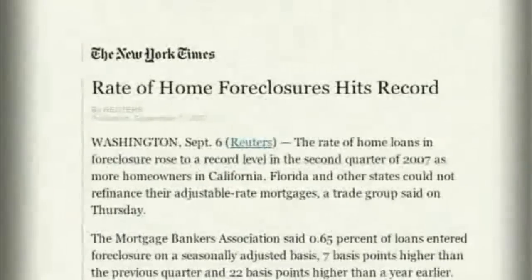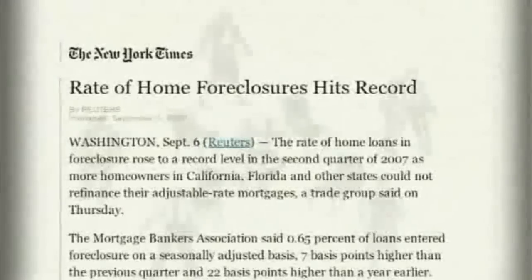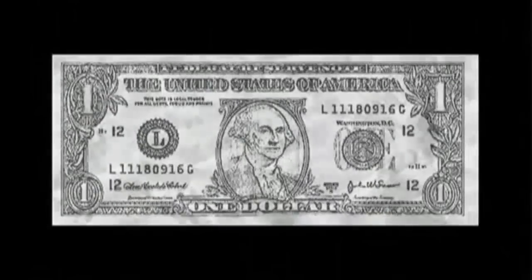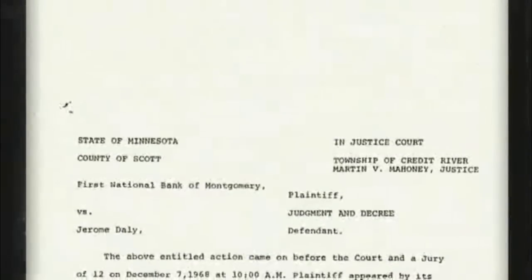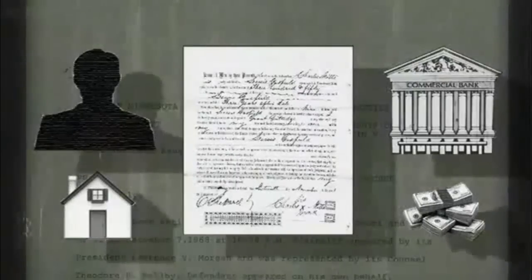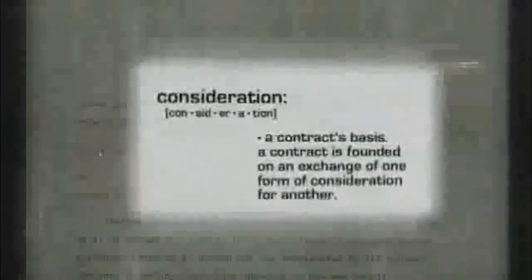This is particularly enraging when you realize that not only is such a default inevitable due to the fractional reserve practice, but also because of the fact that the money that the bank loaned to you didn't even legally exist in the first place. In 1969, there was a Minnesota court case involving a man named Jerome Daly, who was challenging the foreclosure of his home by the bank which provided the loan to purchase it. His argument was that the mortgage contract required both parties, being he and the bank, each put up a legitimate form of property for the exchange. In legal language, this is called consideration.